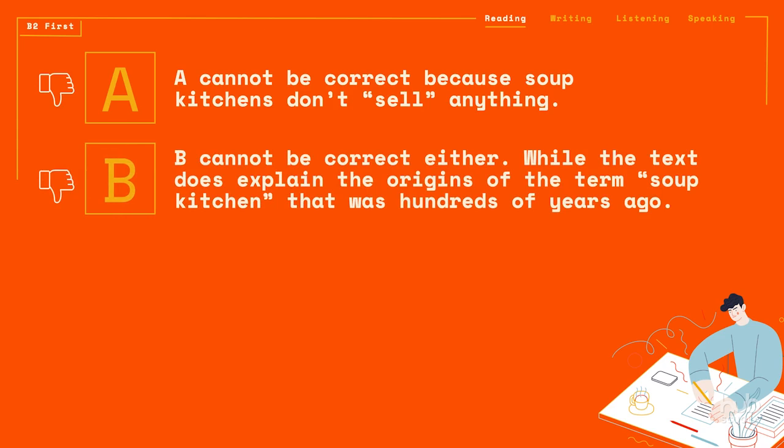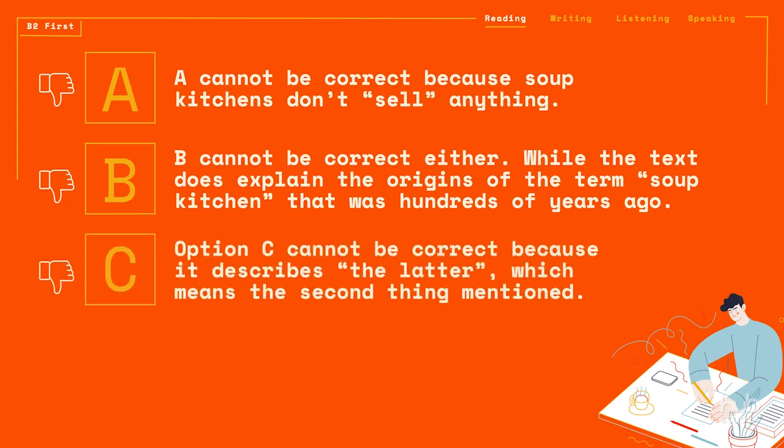While the text does explain the origins of the term soup kitchen, which got its name because such establishments originally served only soup and bread, that was hundreds of years ago. Today, soup kitchens can serve any meal. Option C cannot be correct because it describes the latter, which means the second thing mentioned. In the text, the latter refers to soul kitchens.